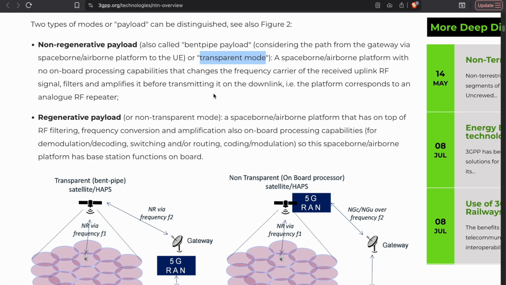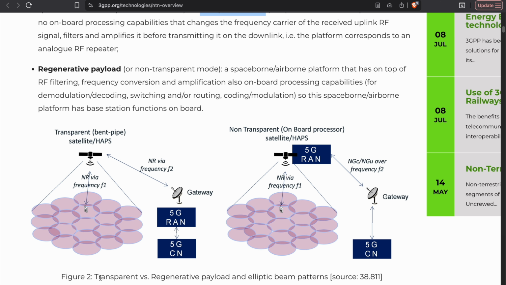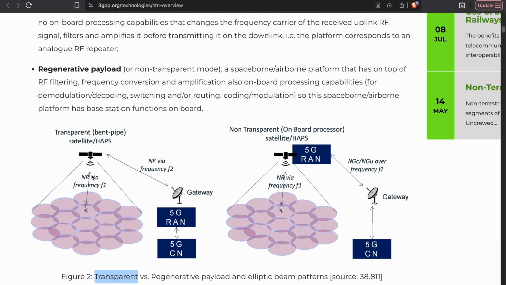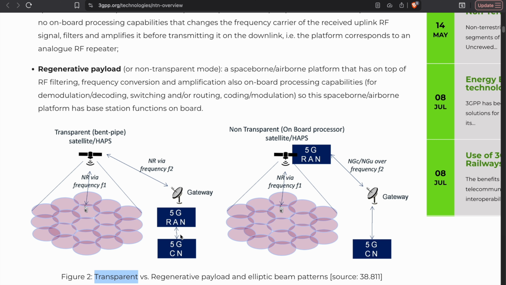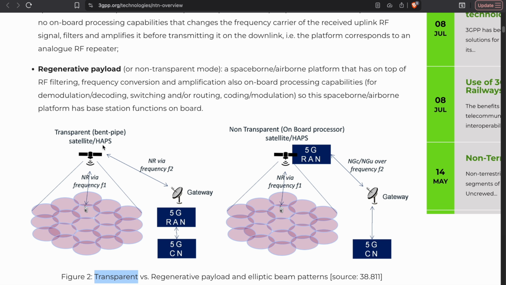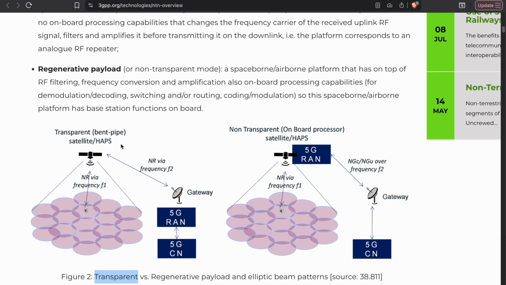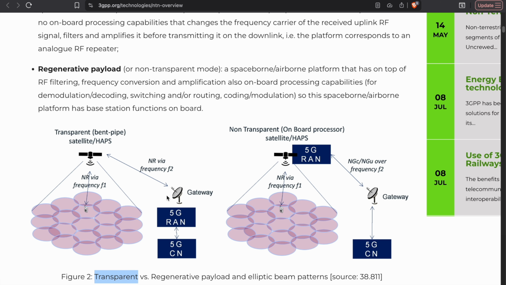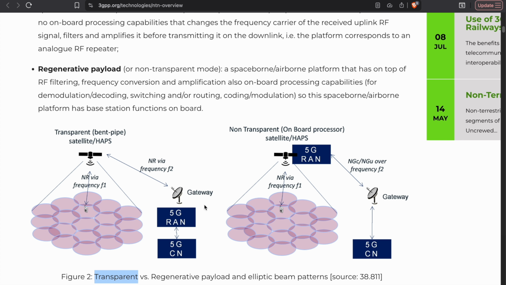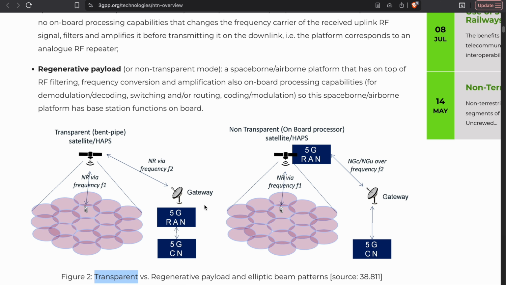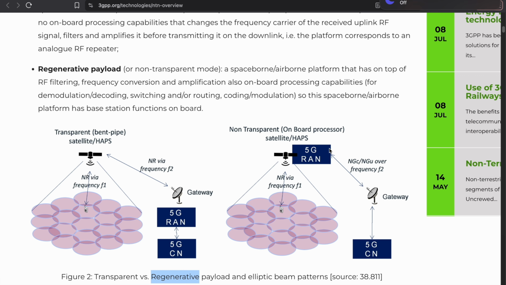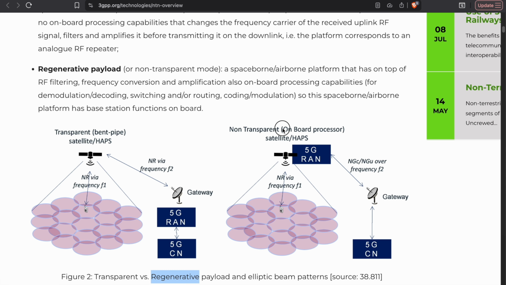So in this, if you have a look at the diagram, on the left side we have the transparent payload non-terrestrial network, which basically represents the gNodeB on the ground. I mean, the 5G RAN is on the ground, connected to the satellite gateway, and the gateway is connected to the satellite itself, which is present in the sky, right? The main difference between both of them is that in transparent mode the RAN part is handled on the ground itself, whereas in the regenerative payload the RAN part is shifted to the satellite itself. So it's an on-board processor, right?